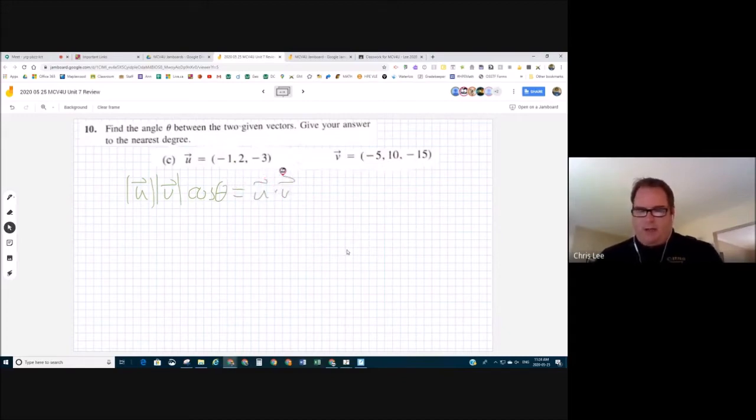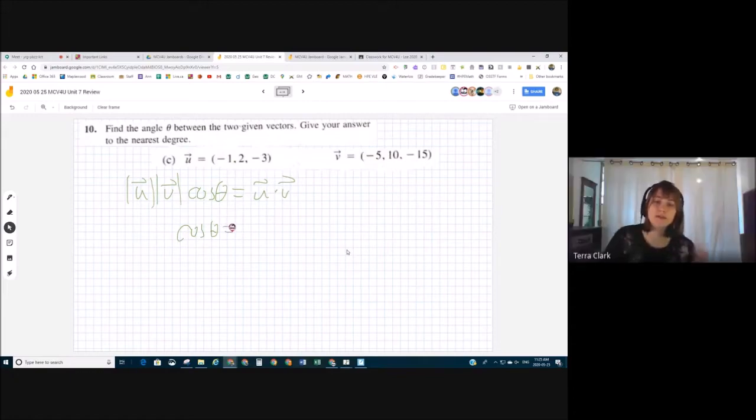The reason she's told us that is that it actually comes from last unit. But if we're figuring out just the theta, the cos theta, what operation would you do now? The dot product of u and v divided by the absolute value of u times the absolute value of v. Excellent.